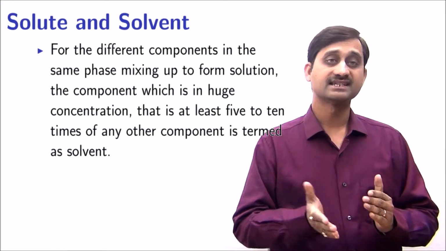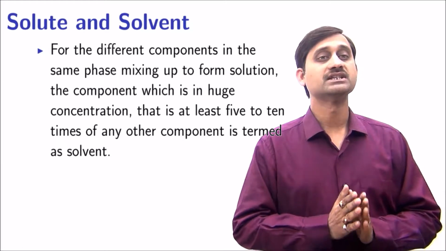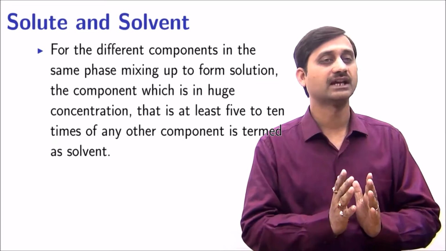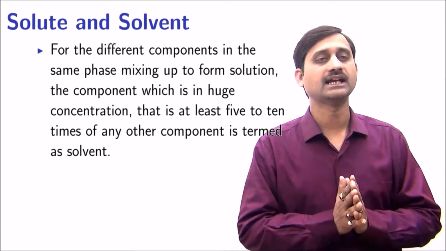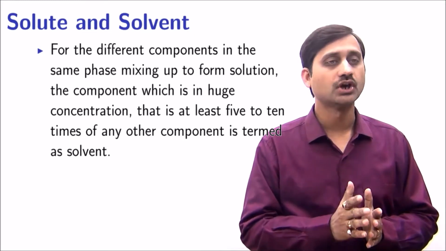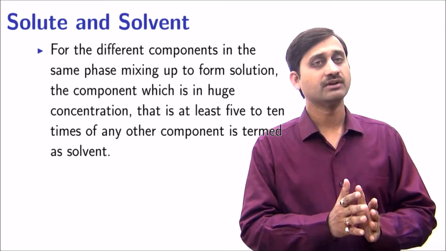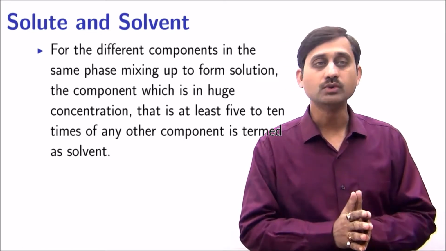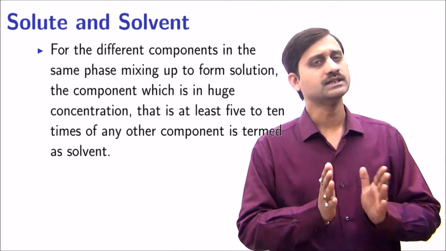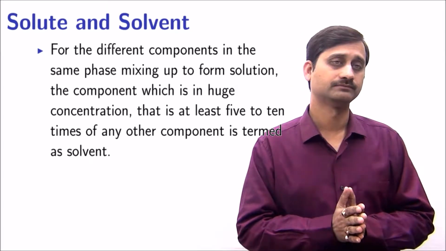For the different components in the same phase mixing up to form solution, the component which is in huge concentration, that is at least 5 times and most often 10 times of any other component in the system, is termed as solvent. The concentration of this component remains non-changing throughout the reaction and is considered constant. This definition is the most appropriate for chemical kinetics and equilibrium.